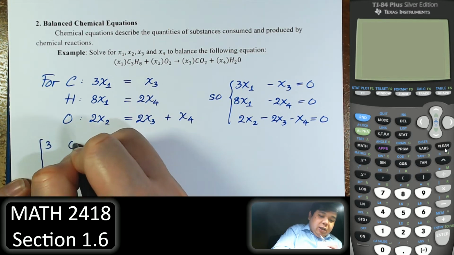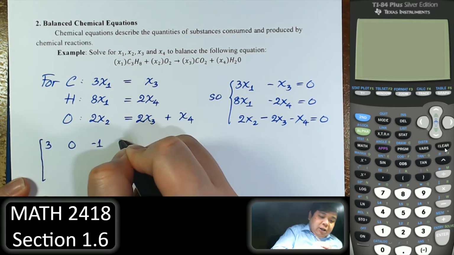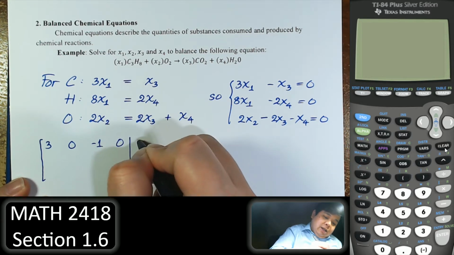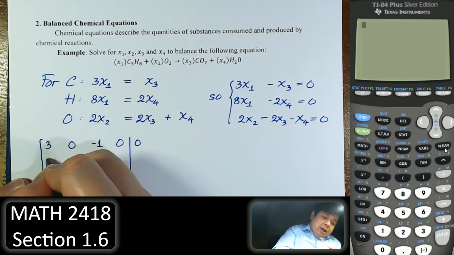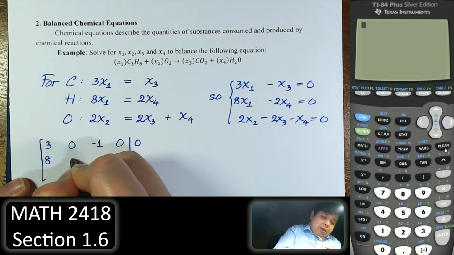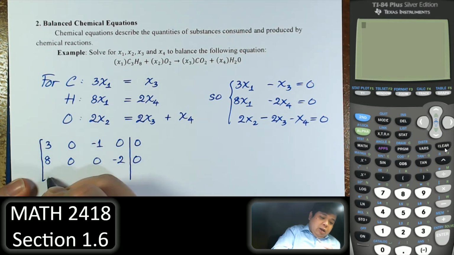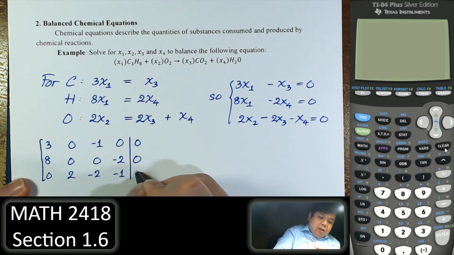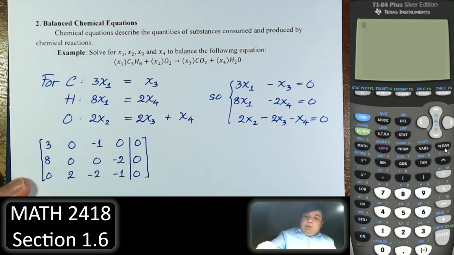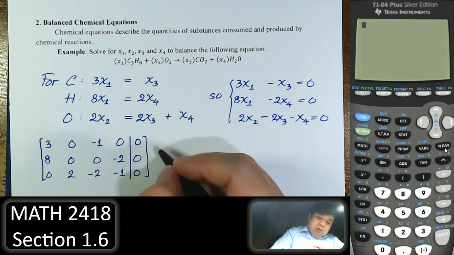3, 0, -1, 0, and 0. 8, 0, 0, -2, 0, 0, 2, -2, and -1, 0. And we'll just do reduced row echelon form.